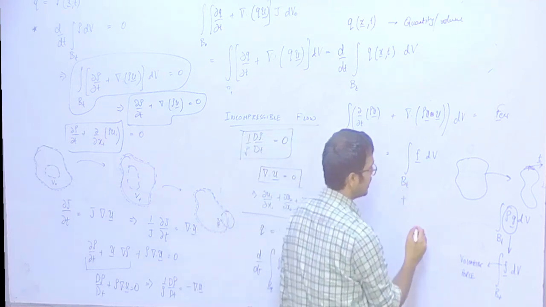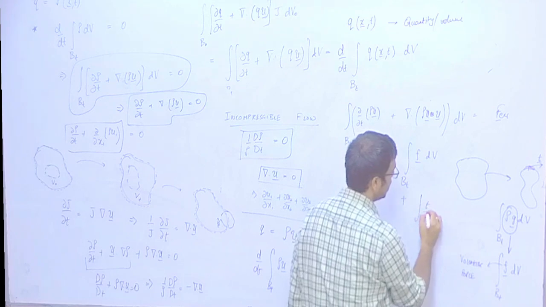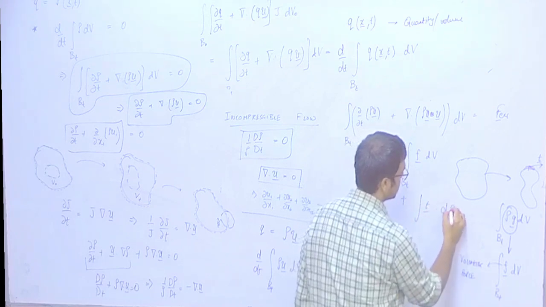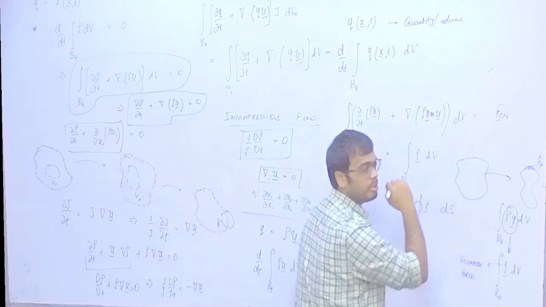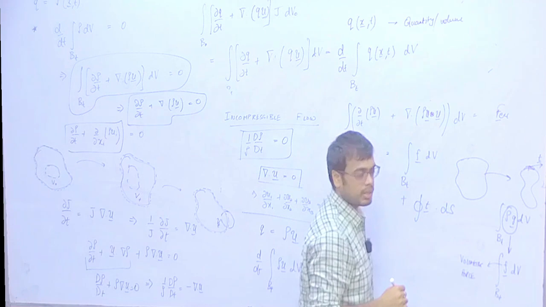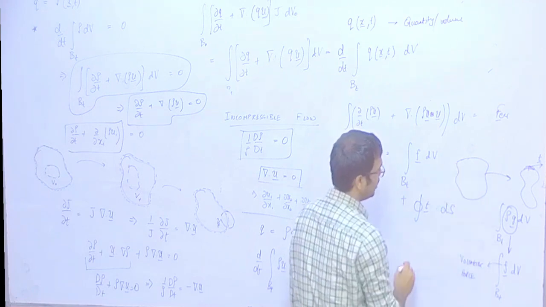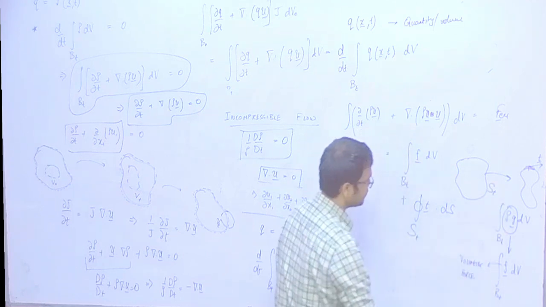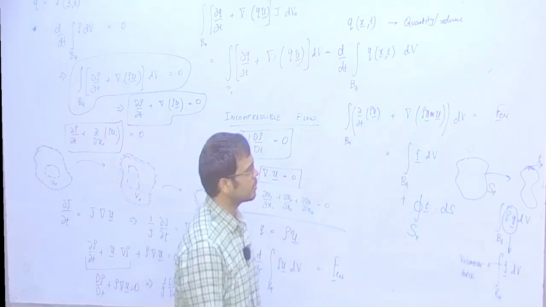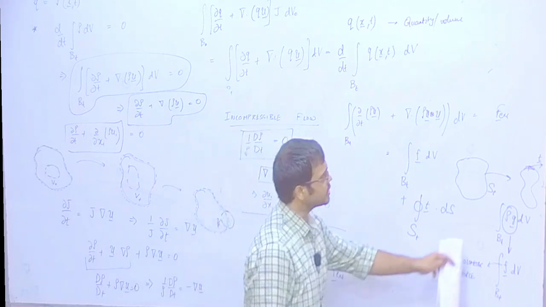So, how will I write that? I will write T dot, let us say, dS, where the integral is over the boundary of Bt. Let me denote the boundary by St, let us say. So this is the traction vector.